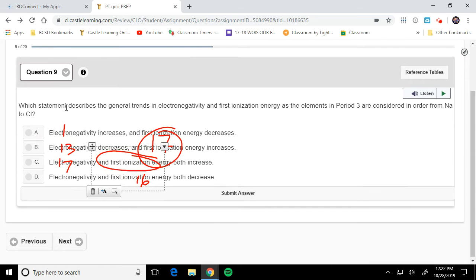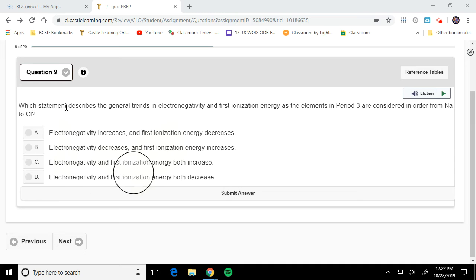Next one. Moving right along. Which statement describes the general trend in electronegativity and first ionization energy? Oh my God, this is going to be a lot. You just feel it right off the bat. See all the words? You just feel like this is a lot. You're right, it is a lot of work. In period 3, from Na to Cl. So again, that's element 11 and element 17.